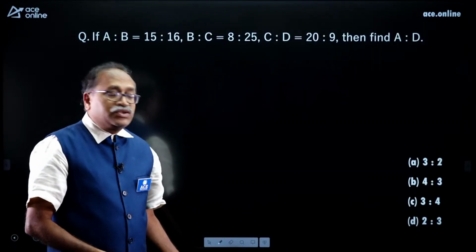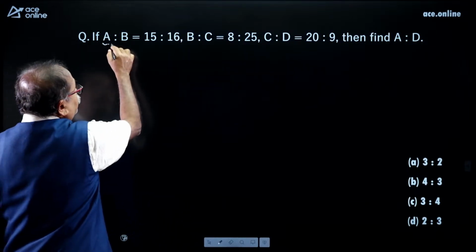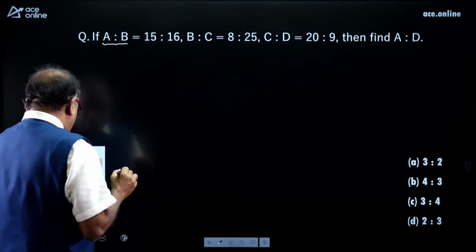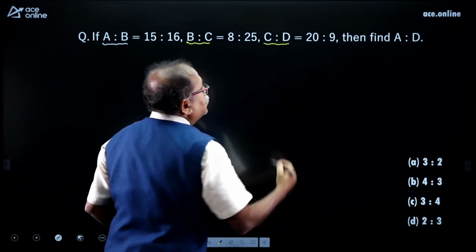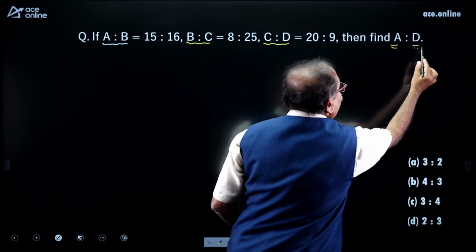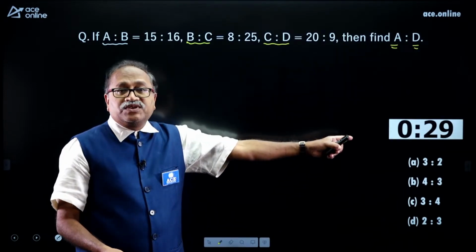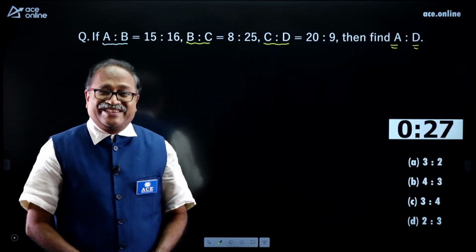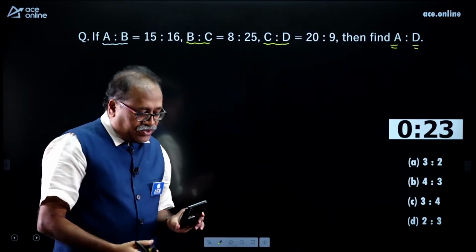Moving to the next question, my friends. Let's consider this as your practice if you know it. Now look at this one. In prelims we get that the A to B ratio is given to us, the B to C ratio is given to us, the C to D ratio is given to us, and we are asked to find out A to D. There is a beautiful method for that. I am just waiting for your response first. 30 seconds is yours. Answer the question.